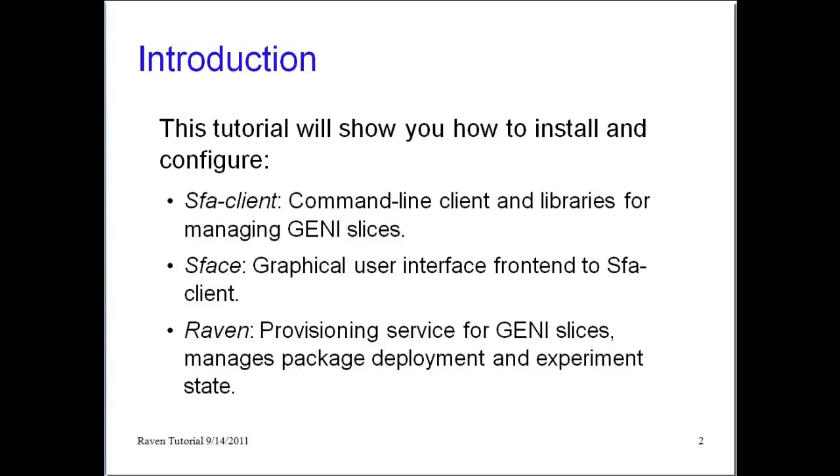And finally, Raven is a provisioning service for Genie slices. Raven does several different things. One of them is to manage the packages that are deployed on your slices. For example, you can create an experiment, bundle it into an RPM, and cause it to be deployed and installed on all of your slices. It also controls experiment state, so you can easily stop and start an experiment and collect results. And it also performs monitoring tasks, so you can see the state of all of the nodes in your experiment. Let's move on and take a look at the Raven Wiki.